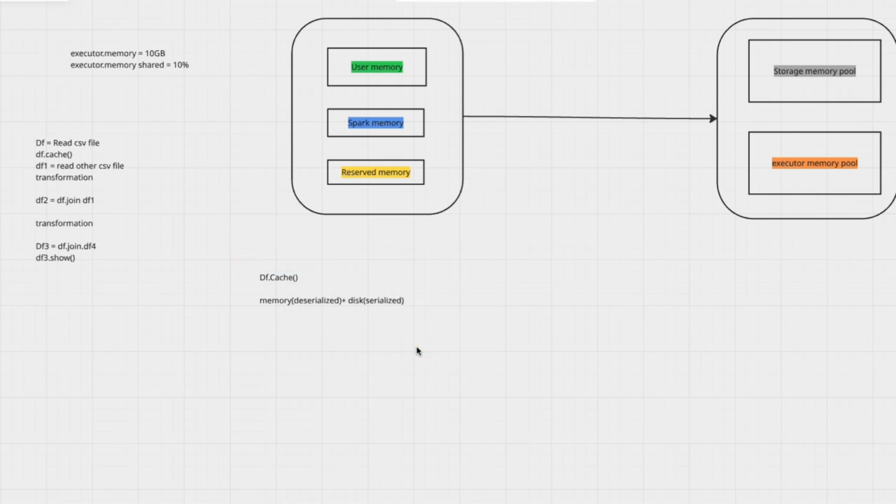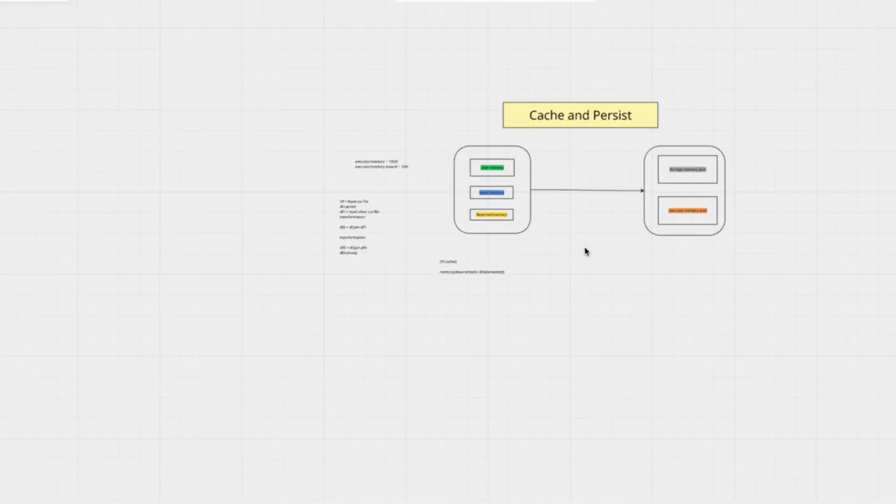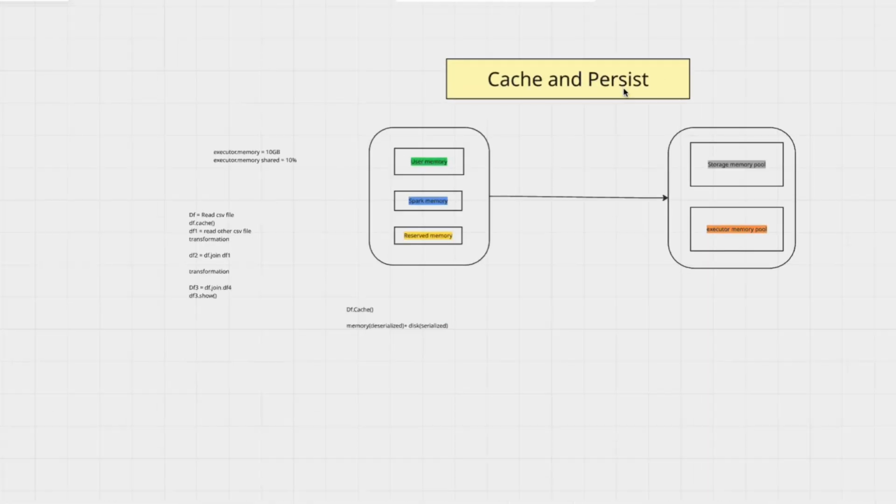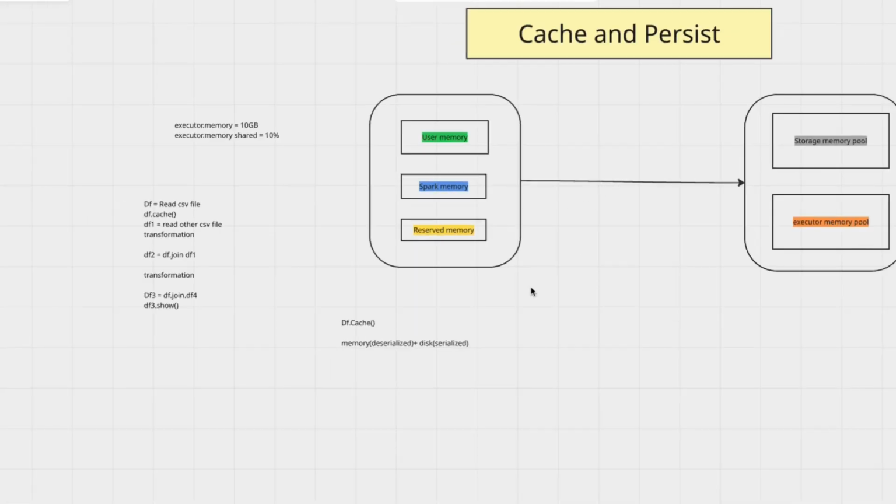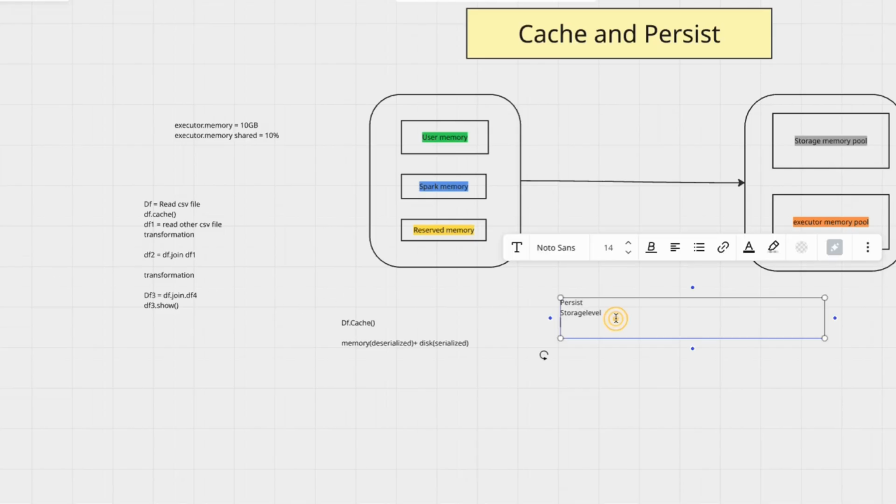If we want more memory or storage options, then we have persist. Persist is a special kind of cache in which we have multiple options for the storage. We'll see what is available in persist. What are the different storage levels available in persist? The first is memory only. You want to store your data frame or the partitions only in the memory. If it doesn't fit into the memory, then it will not be persisted. In that case, only memory is used.